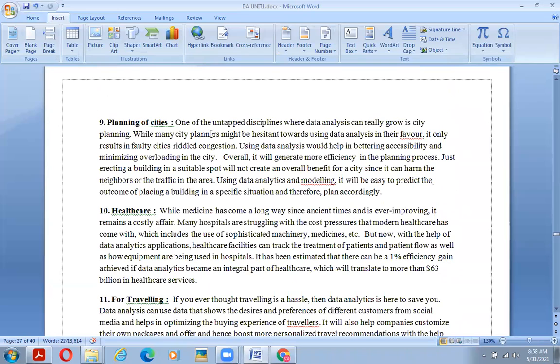Planning of cities. One of the entire disciplines where data analysis can really grow is city planning. While many city planners might be hesitant towards using data analysis in their field, it could reduce unnecessary congestion. Using data will help us in bettering accessibility and minimizing the overloading in the city. Overall, it will generate more efficiency in the planning process. Just erecting a building at a suitable spot will not create overall benefit for the city, since it can harm the neighbors with traffic, so we use data analytics and modeling to predict the outcome of a building in a specific situation.